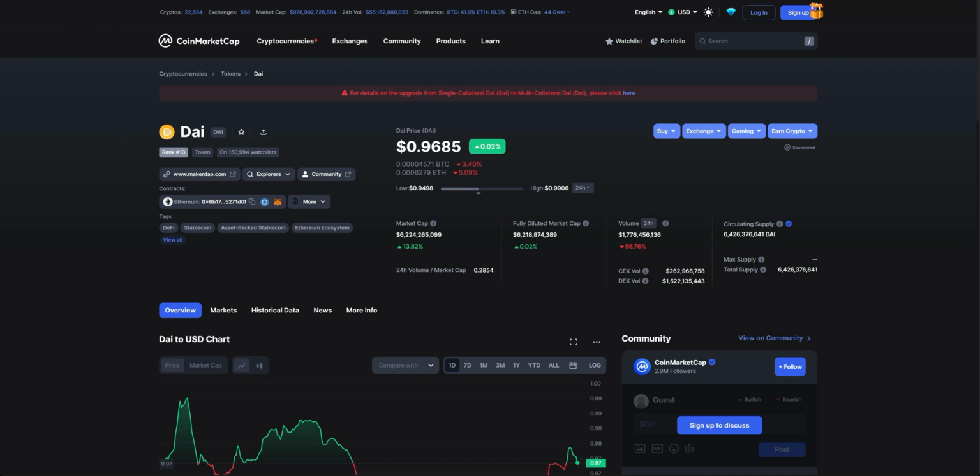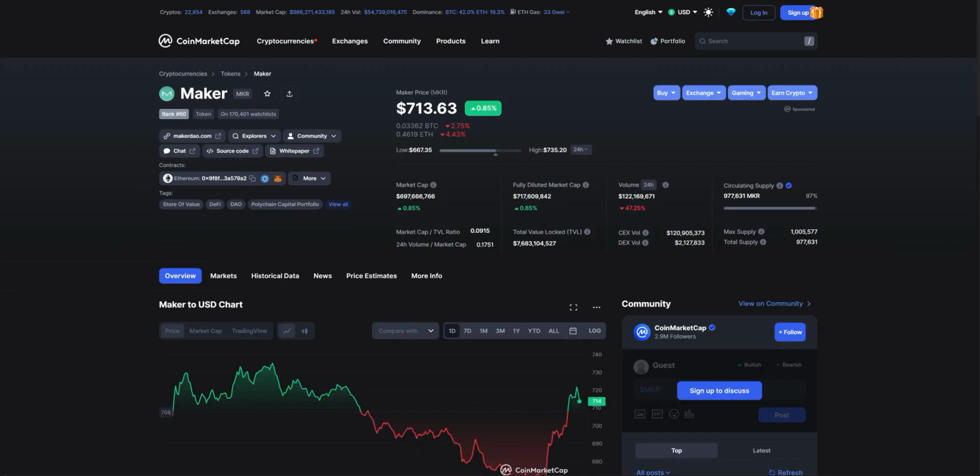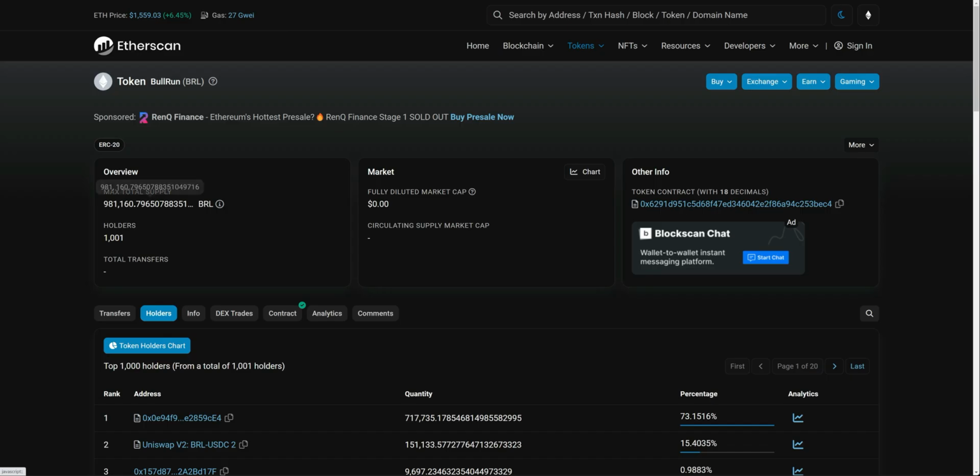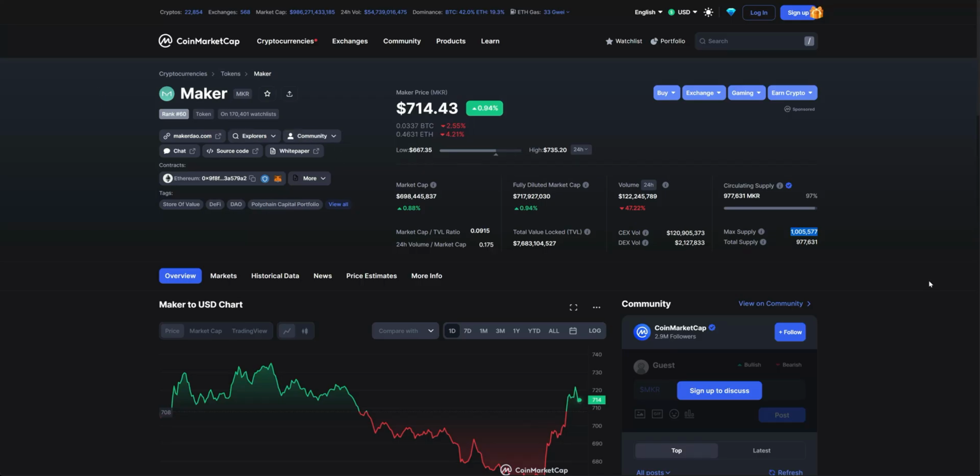Now, that said, let's get back to MAKER. Keep in mind, MAKER only has 1 million tokens. As you see, we also started with only 1 million in token supply. Now we're currently at 981,160. So we are closing in on 19,000 tokens that have been permanently burned and removed from the total supply. Now, this brings us to today's topic.